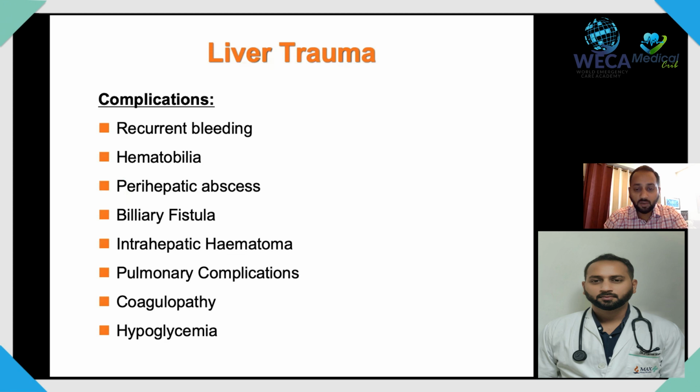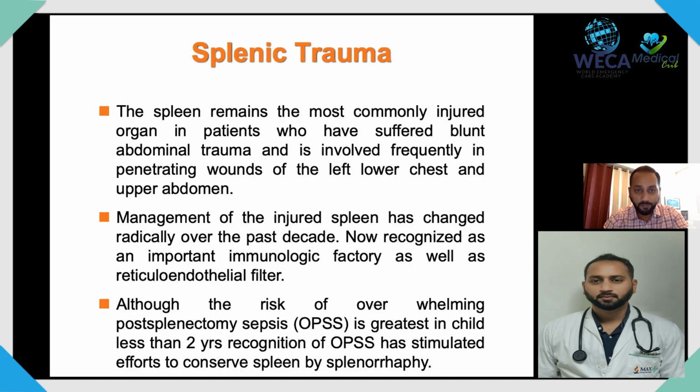So complications of all of these procedures following the trauma can be recurrent bleeding. Patient may bleed again. There may be hemobilia, that is leakage of bile into the blood. There can be perihepatic abscesses, biliary fistulas, intrahepatic hematomas, obviously coagulopathy, and if there is extensive damage to the liver, a patient may land up in hypoglycemia or recurrent hypoglycemia due to hepatic failure.